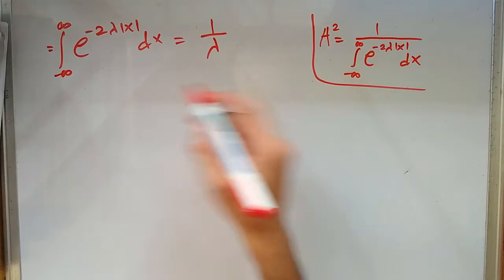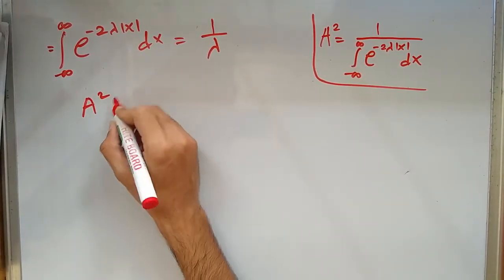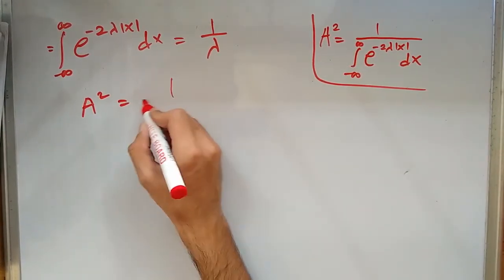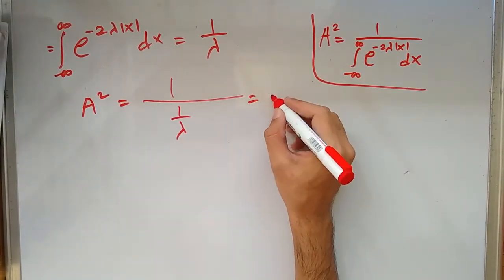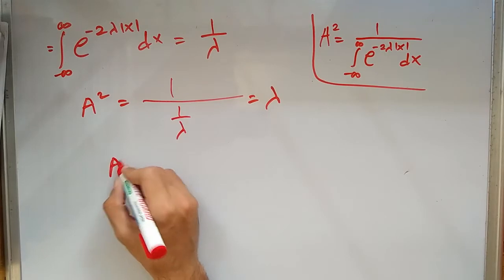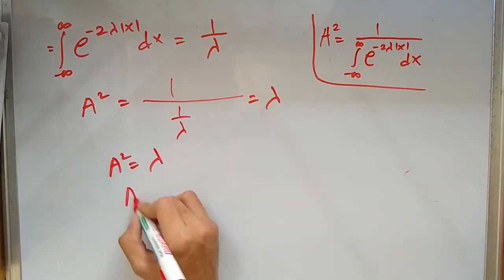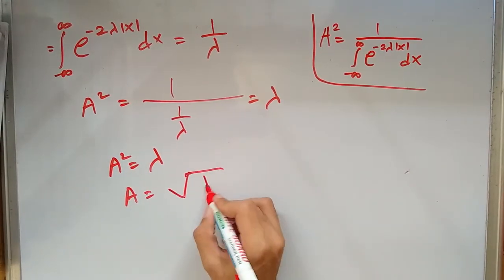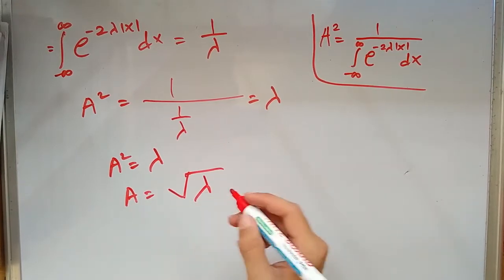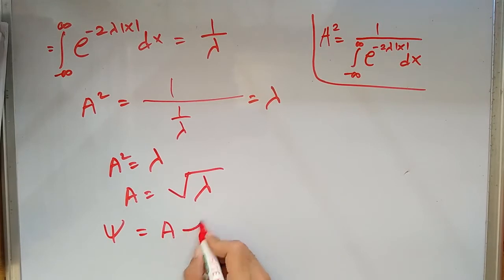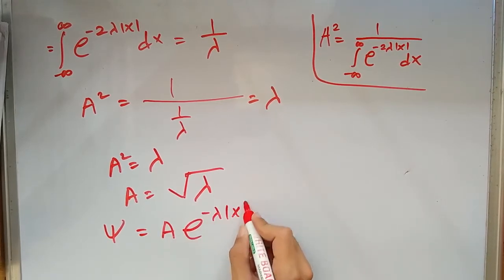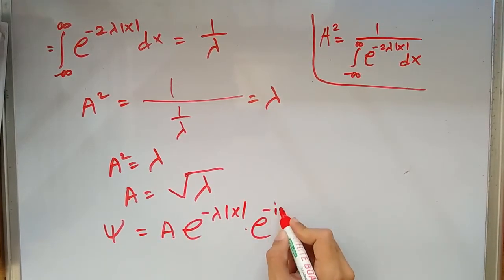So to find the value of a square, we will just write a square equal to 1 upon the value of this integral, 1 over lambda, which is equal to lambda. So a square is equal to lambda and a is equal to square root of lambda. So we will rewrite our main function, psi is equal to a into e to the power lambda mod x e to the power minus i omega t.